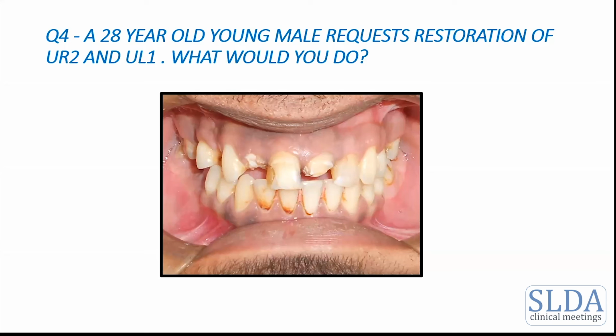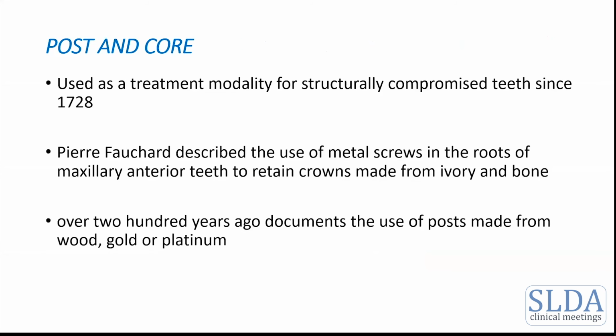In a situation like this, with grossly broken down tooth tissue, you may have to use post and core for build-up of these teeth. So what is the importance of post and core? This is a treatment modality used for structurally compromised teeth since 1728, when Pierre Fauchard described the use of metal screws in the roots of maxillary anterior teeth to retain crowns made from ivory and bone. Over 200 years ago, there are documents of the use of posts made from wood, gold, or platinum.